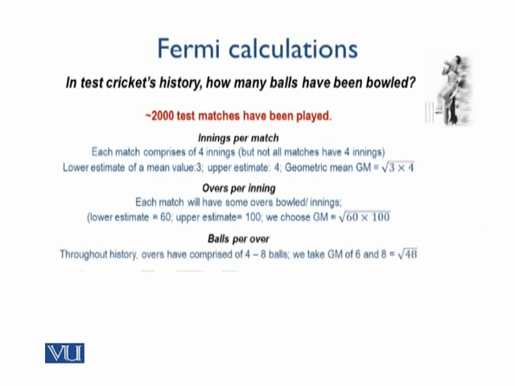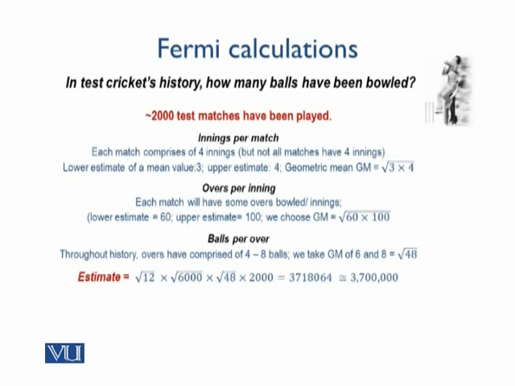And then we can calculate the number of balls per over. Many of you may not know this, but historically we had different numbers of balls per over, sometimes 4, 6, 8. Also, you have the problem of wides and no balls, which count as balls, but the length of the over is increased. So we take a lower estimate of 6, an upper estimate of 8, and the geometric mean of this would be the square root of 48. Now we are in a position to estimate the number of balls bowled, and if we do the calculations, this comes out to be 3.7 million approximately.